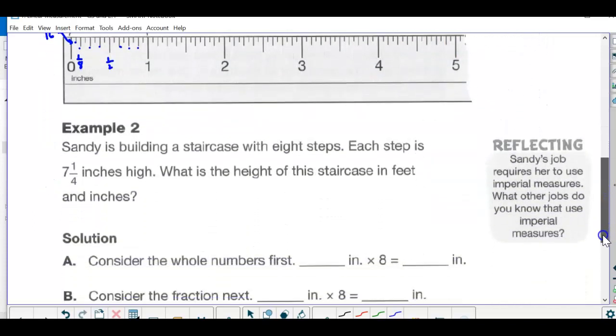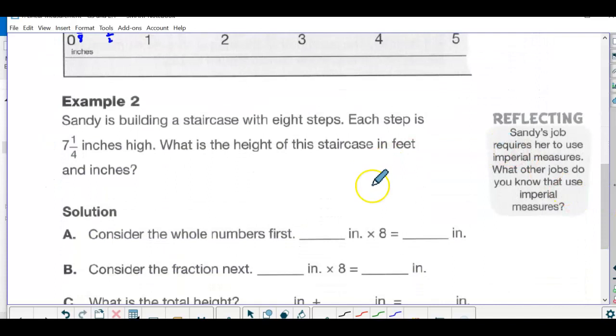Okay, so next example, Sandy is building a staircase with 8 steps. Each step is 7¼ inches high. So if you think about your steps like this going up, so each of these, and this is going to keep on going, right? Each of these is 7¼ inches. So what is the height in feet and inches?